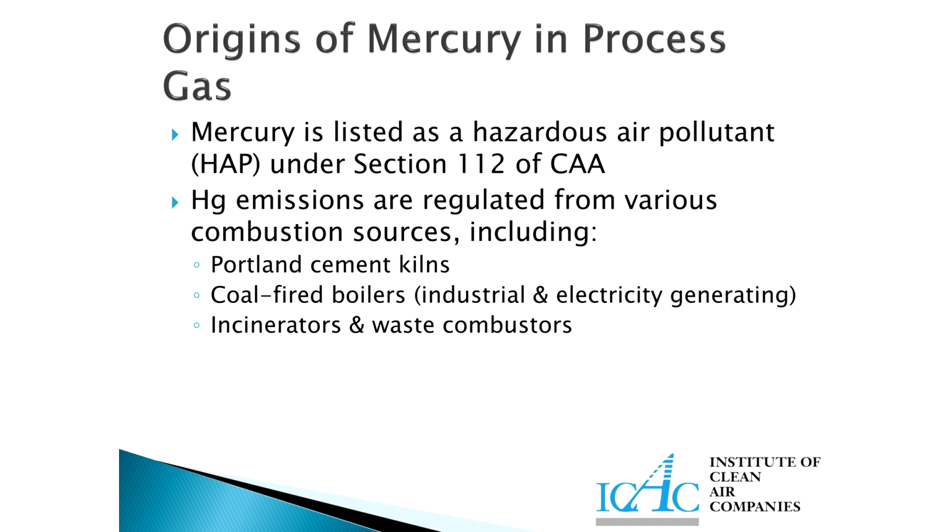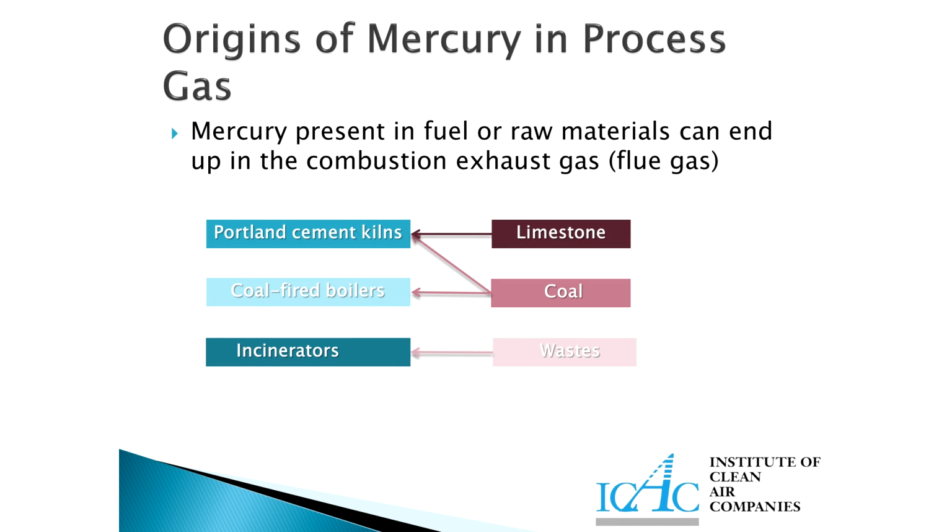So mercury emissions are regulated from various combustion sources, as I mentioned. Mercury is present in the fuel or in the raw materials in some cases, and it can end up in the combustion exhaust gas. So in Portland cement kilns, for example, there's mercury in the limestone raw material as well as in the coal-fired boilers. There's mercury in the coal. Incinerators, mercury can be in the waste. So mercury comes in various forms in these systems, but it's very volatile, so it will all end up in the combustion gas in the high temperature zone.